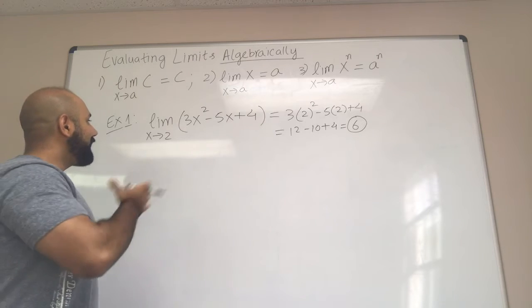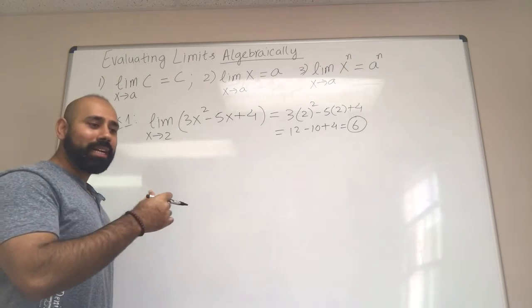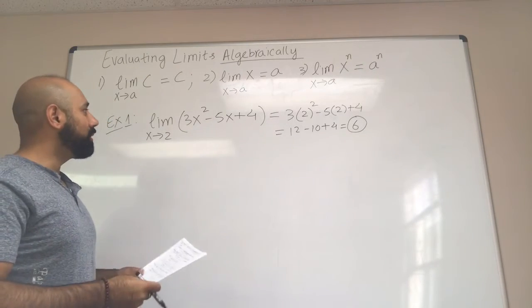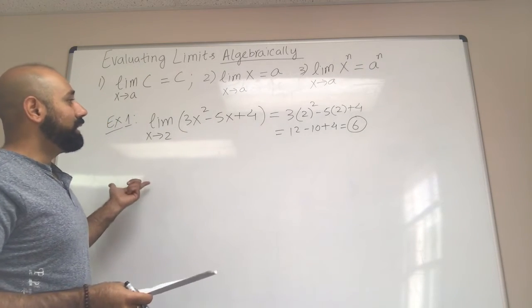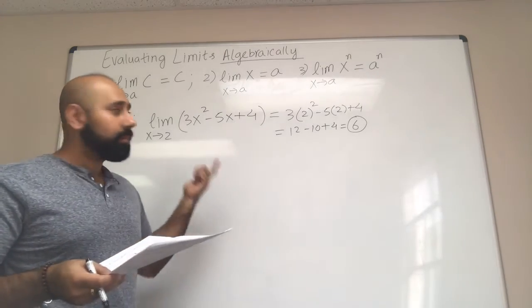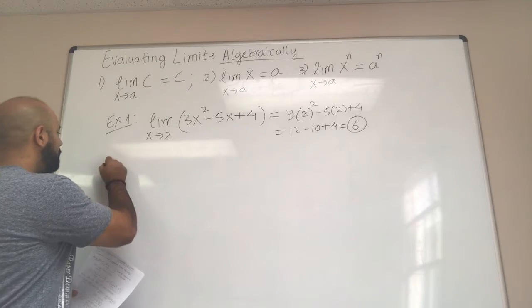So as x approaches 2 from the left hand side as well as from the right hand side, it's just going to behave nicely, and you are going to be able to evaluate the limit just by evaluating the function at that point. Okay, so it's simple. Let's move on.